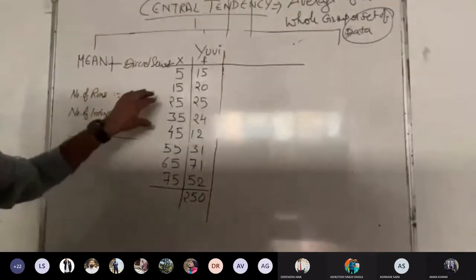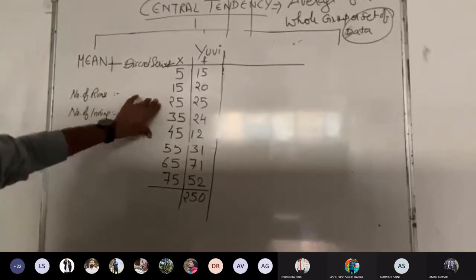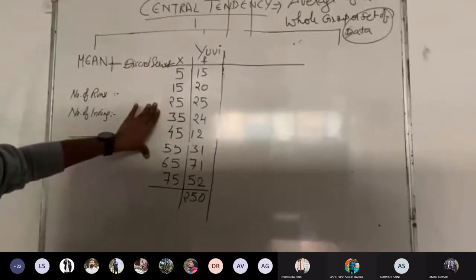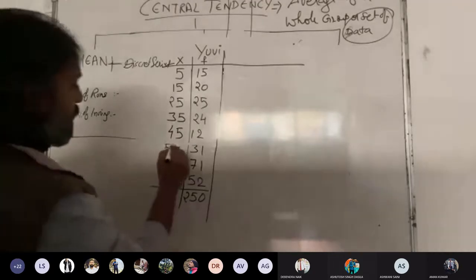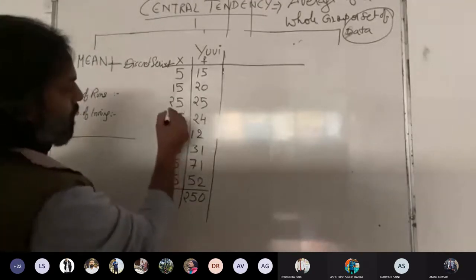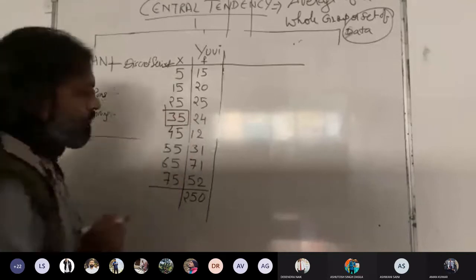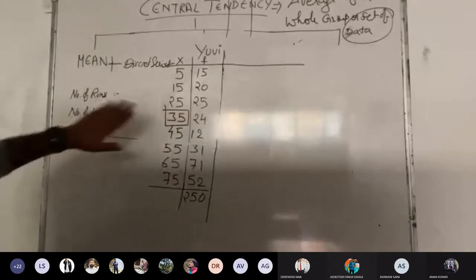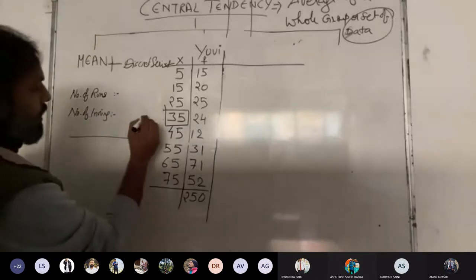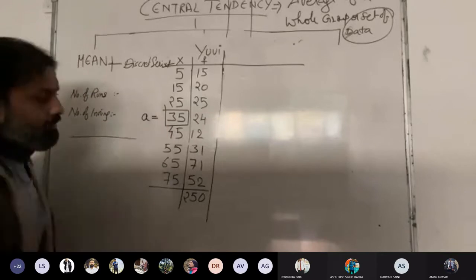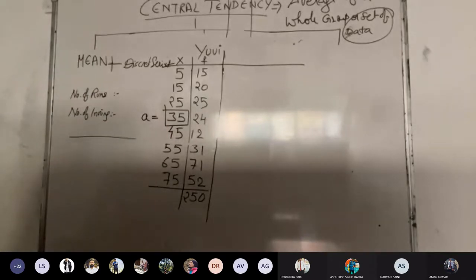What you have to do is select an arbitrary number, any number from the X. Arbitrary means a common number. You can take it from the middle or from anywhere, top to bottom. I prefer to take it from the middle. It is not compulsory. Arbitrary starts with A, so this is A. I'm marking it as arbitrary. Now you see the magic of it.